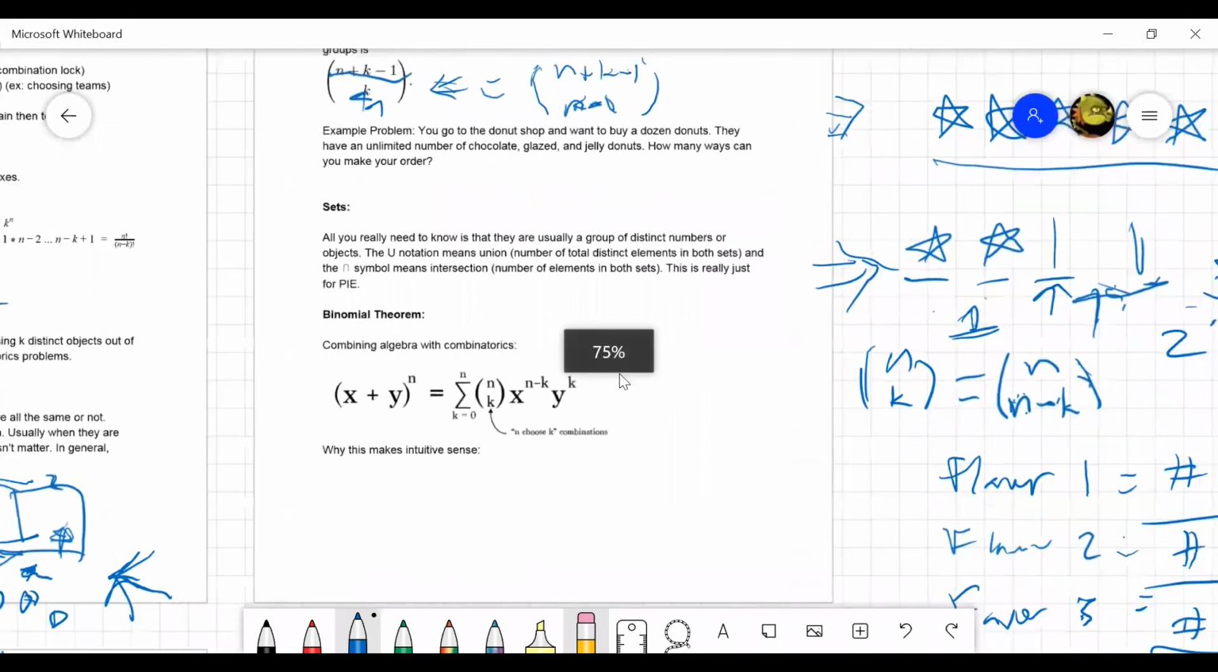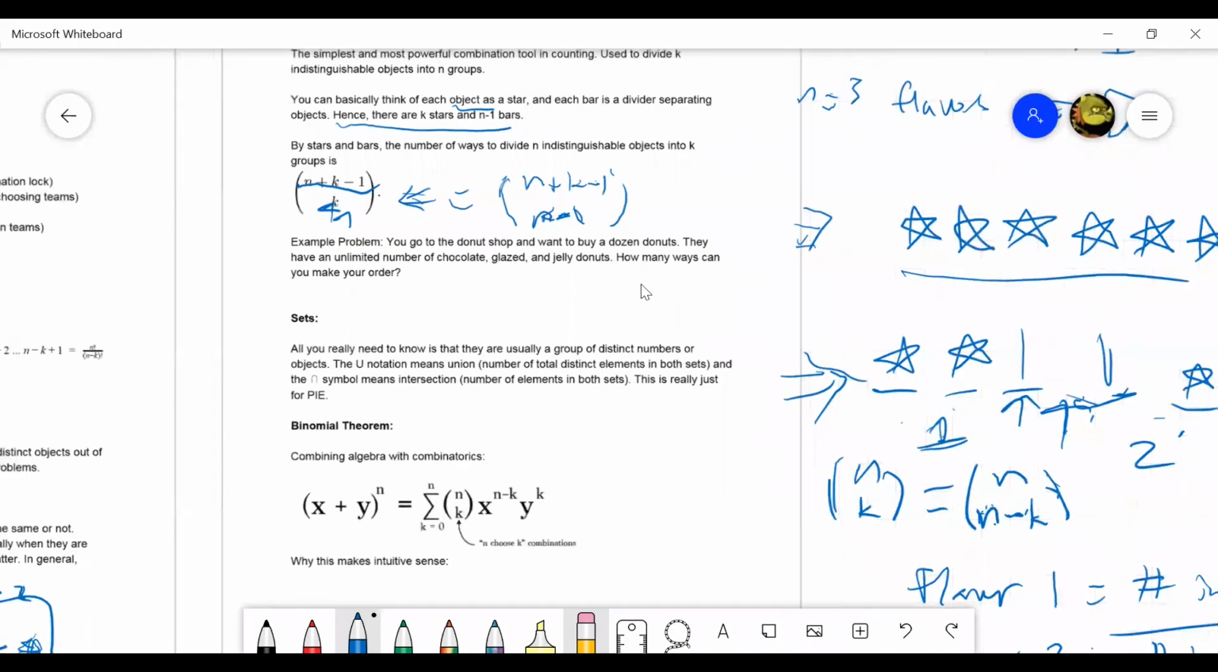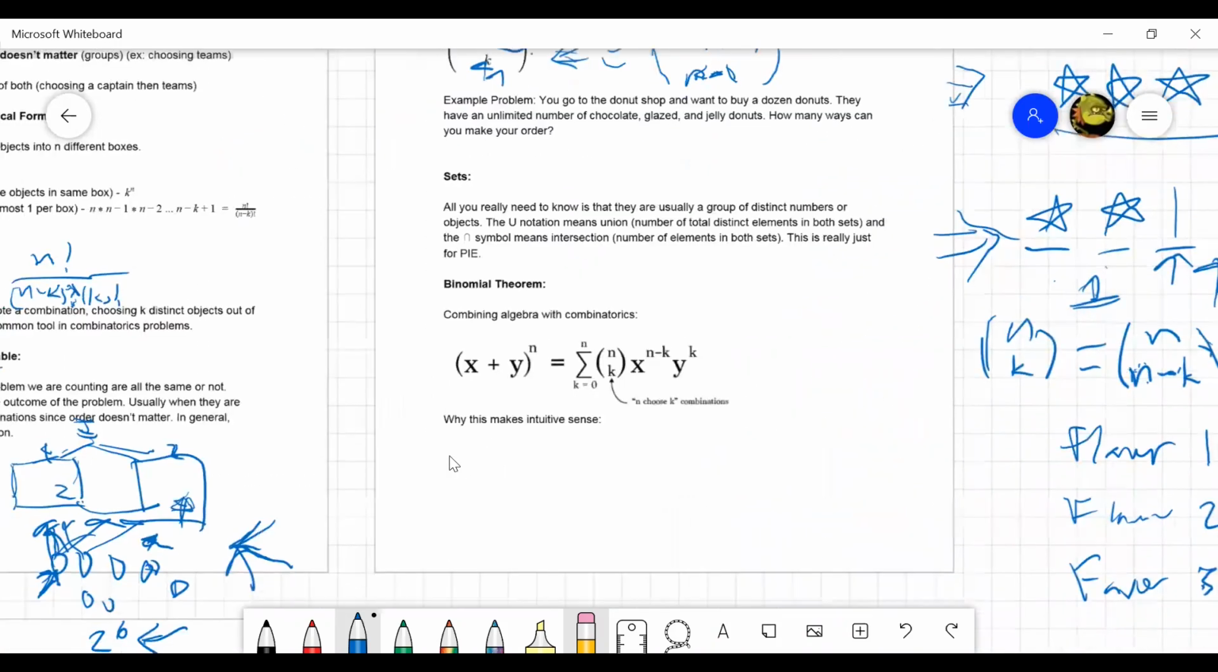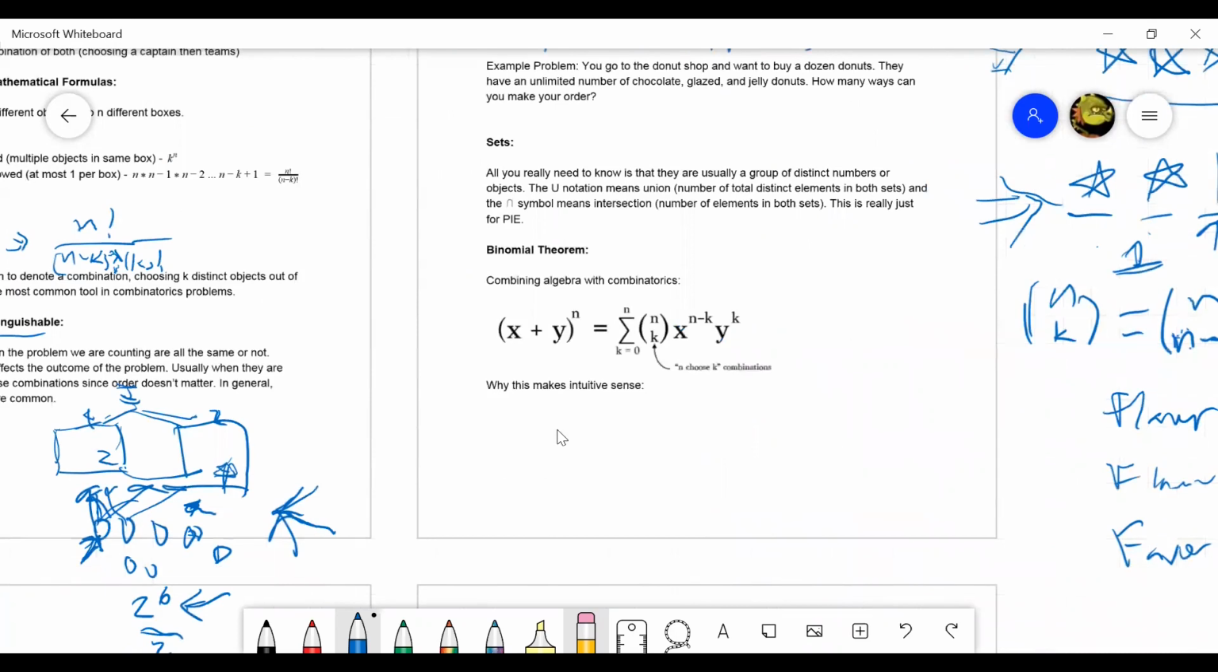And yeah, all right. This example problem is essentially what I just went over here. All I did was change the 12 to a 6. So yeah, just commit that to memory. All right.